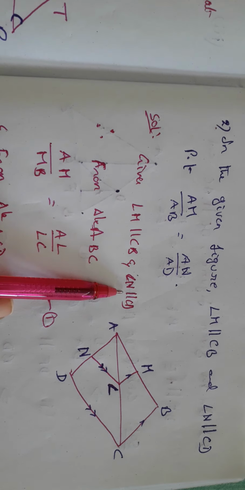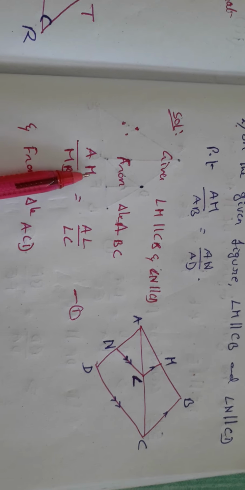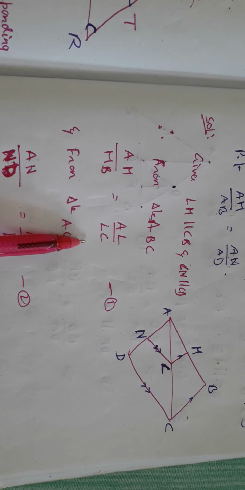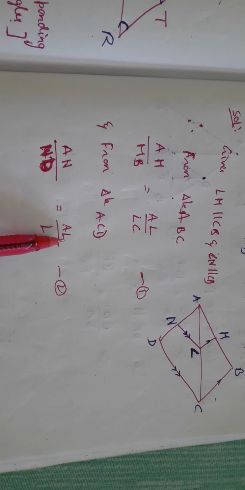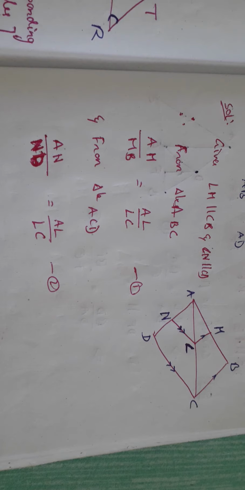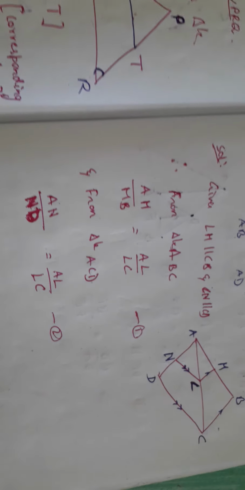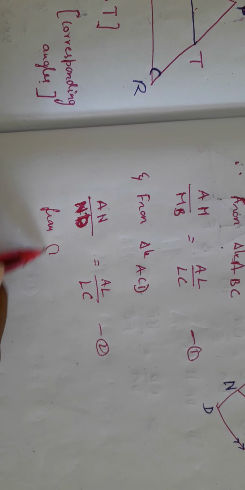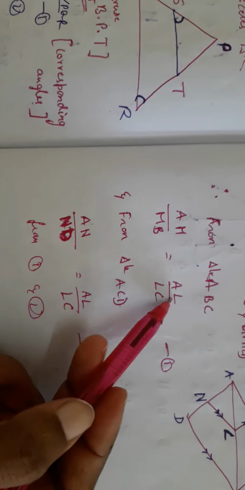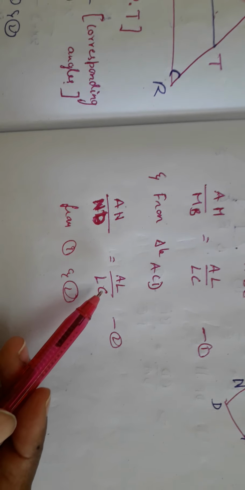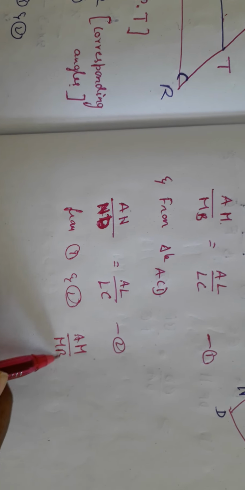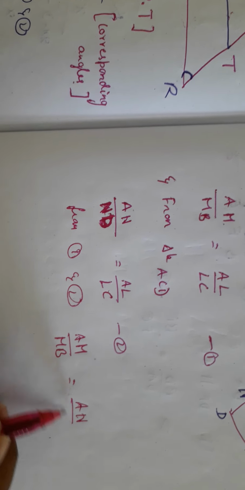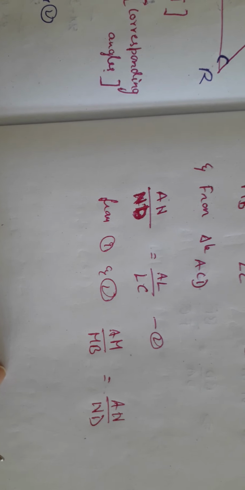So that is what is given here. This is parallel to this and this is parallel to this. From triangle ABC you can conclude AM by MB is equal to AL by LC. And from triangle ACD you can write AN by ND is equal to AL by LC. So done till here. Now what is our job? From 1 and 2, AL by LC is common in both, which means you can equate AM by MB is equal to AN by ND. So this is how you are able to write.